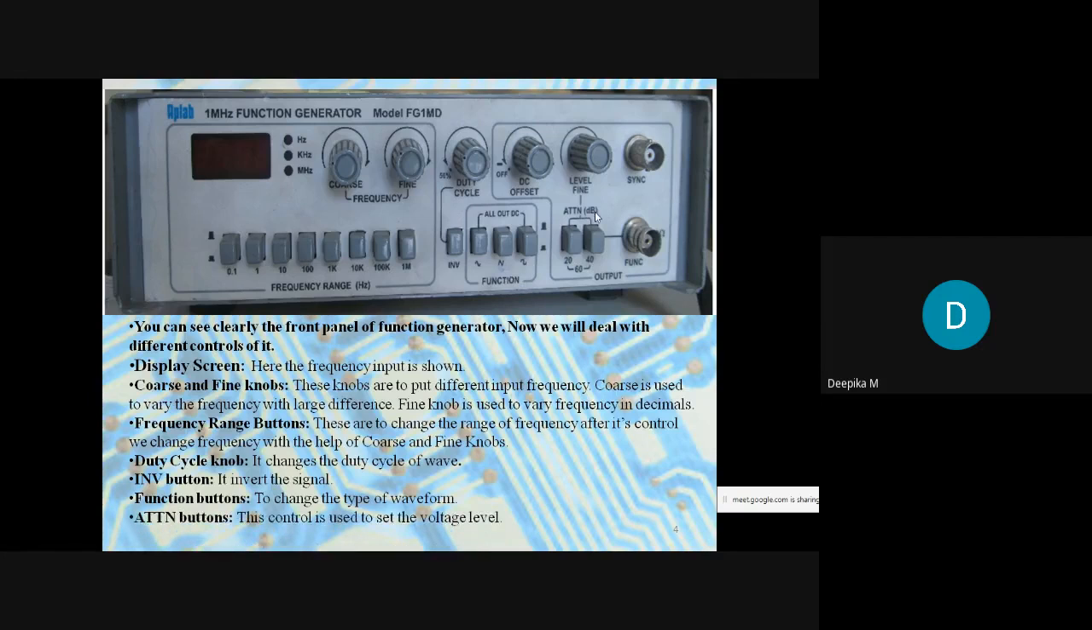And we have the attenuation button. So this is usually used for setting up the voltage level. And we have the synchronous terminal. So this actually gives the triggering pulses. Usually in power electronic devices, we will be using these triggering pulses for switching on and off the device. So in that case, we will be using this terminal.